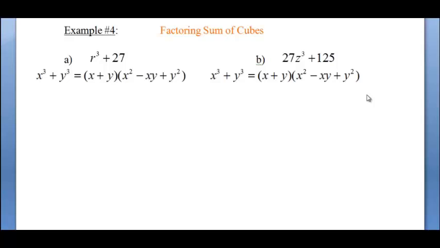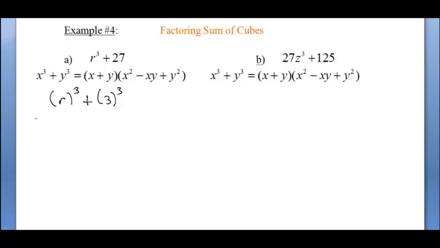So we have r cubed plus 27. Again, the first thing we're going to do is to determine what cubed gives us r cubed, and then determine what cubed gives us 27. We know that r to the third power is the same thing as r cubed, and we know also that 3 to the third power, or 3 cubed, is 27. So now we follow the pattern.